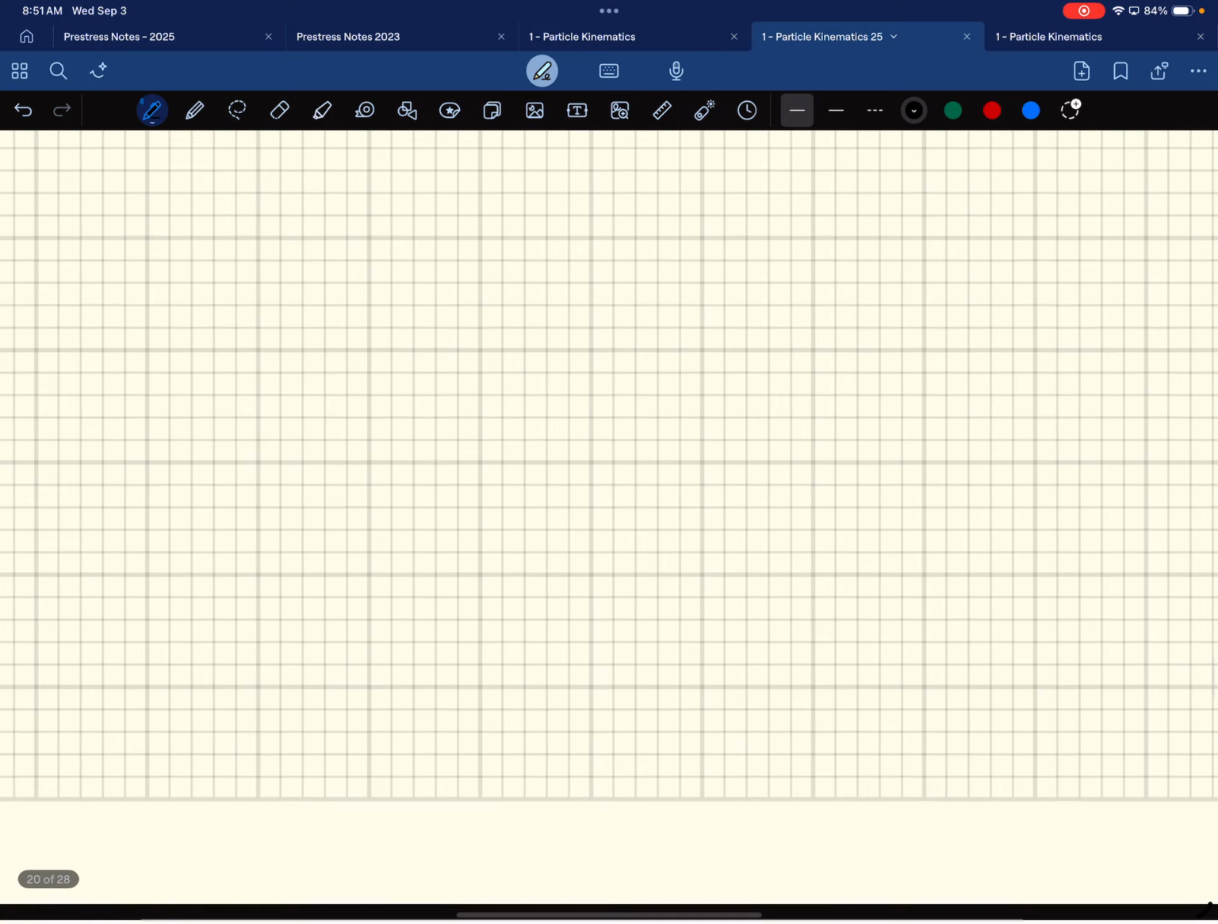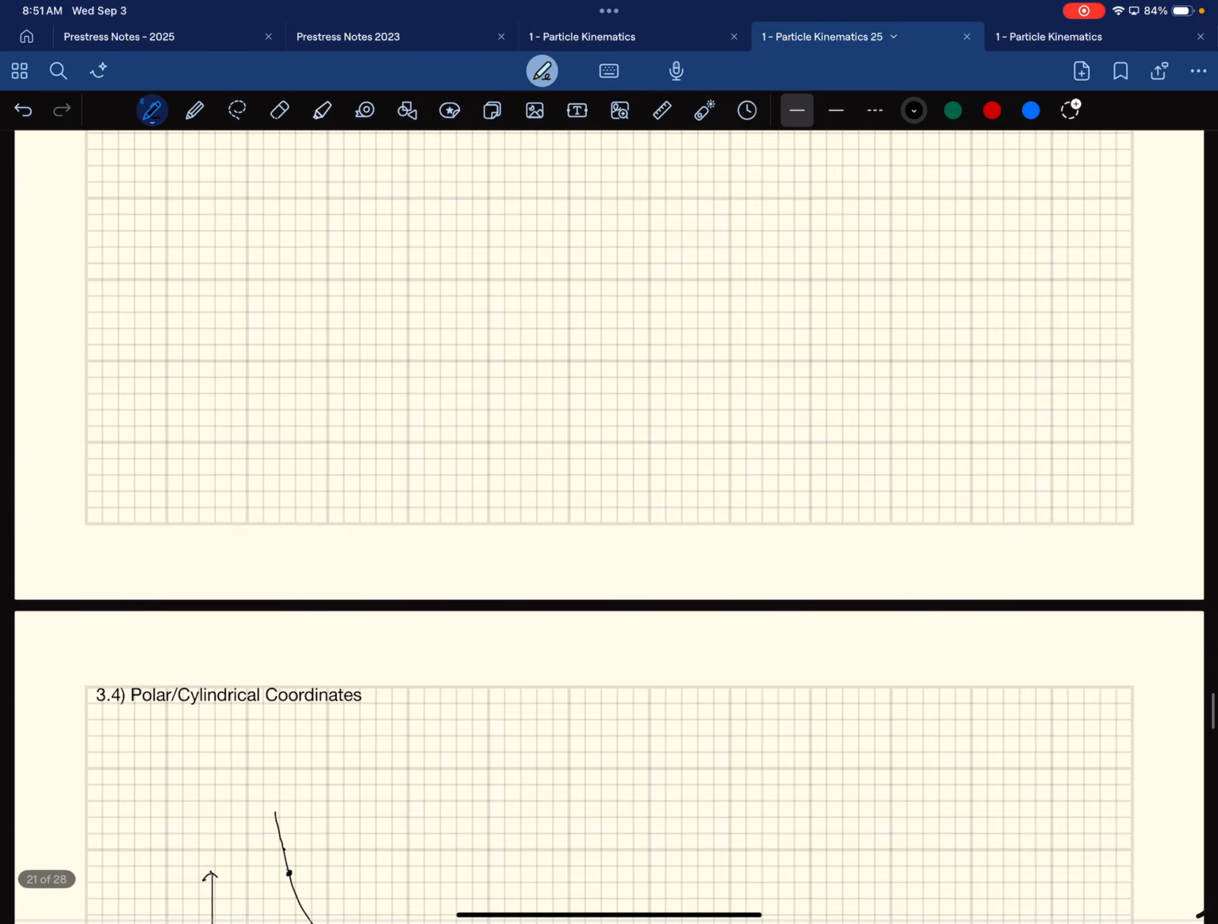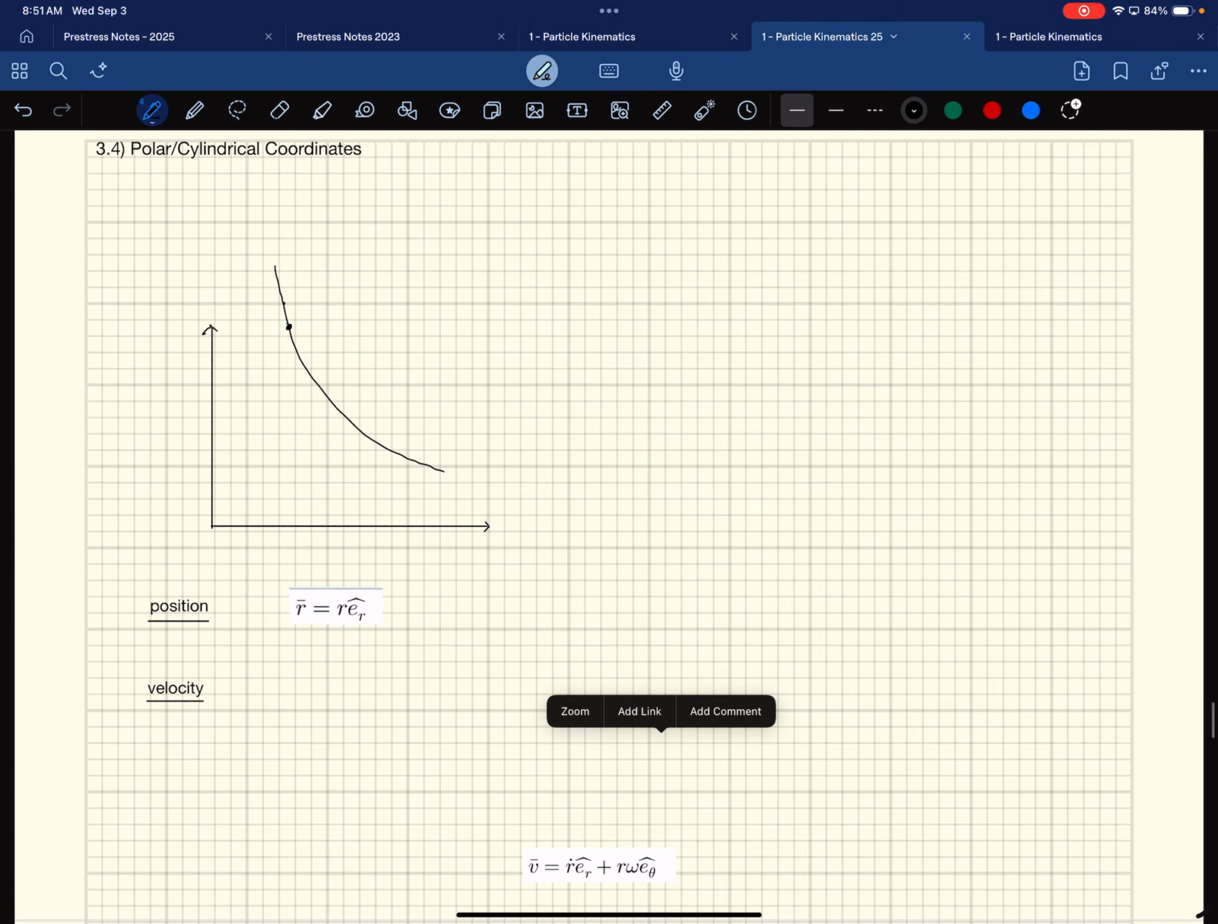Okay. So what we'll do next time is polar and cylindrical coordinates. There's another coordinate system out there. It's slightly different than normal tangent. Turns out it ends up being the same as normal tangent for circles, though.